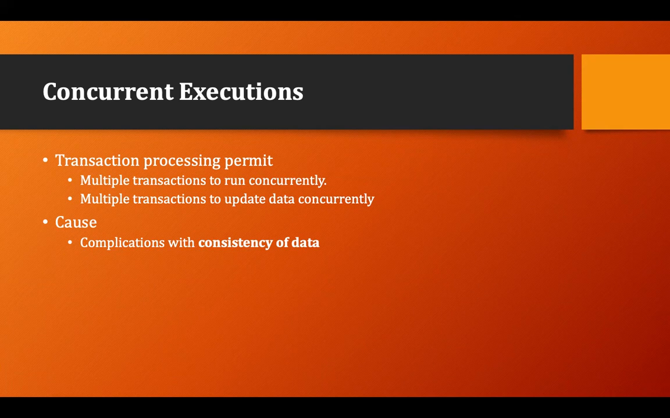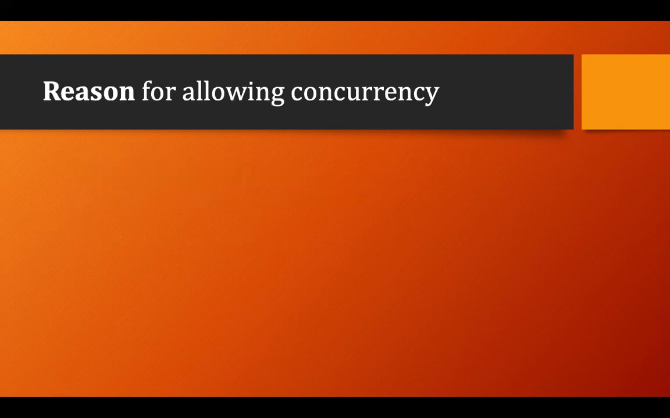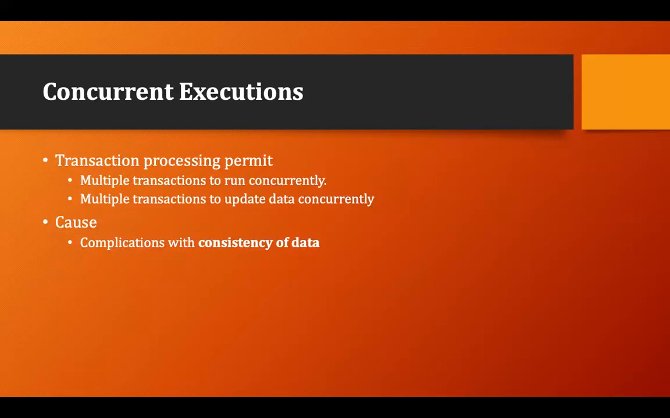So what will it cause? We have to look for different complications related to the consistency of the data. Data consistency should be maintained. That is the major thing to look after for concurrency control. And why are we actually allowing concurrency? Because it is creating a problem. See, when two or more transactions are updating one data item, definitely there will be a problem.